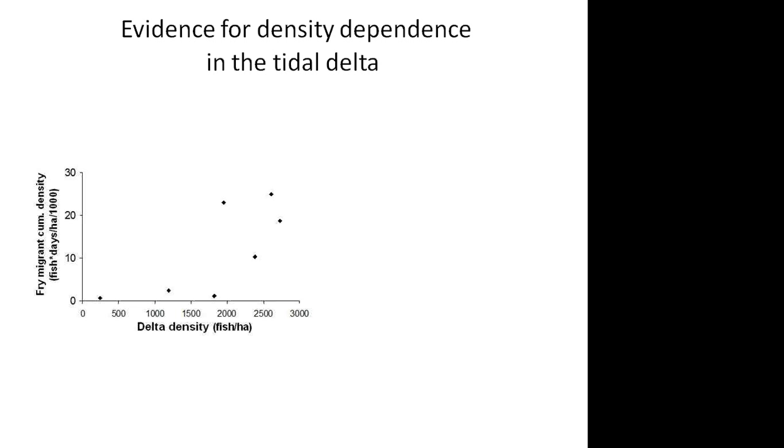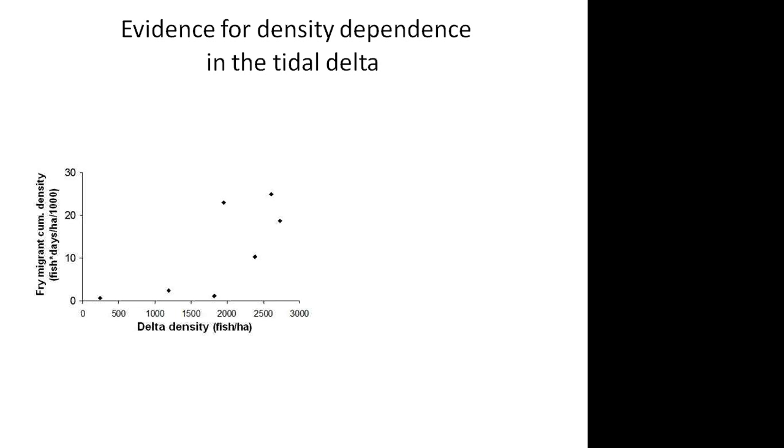So if there's this apparent capacity, what we'd expect is that when we look at the next life stage, intertidal shoreline, we'd expect to see some increase in the fish that's density dependent. So that's in fact what we do see.